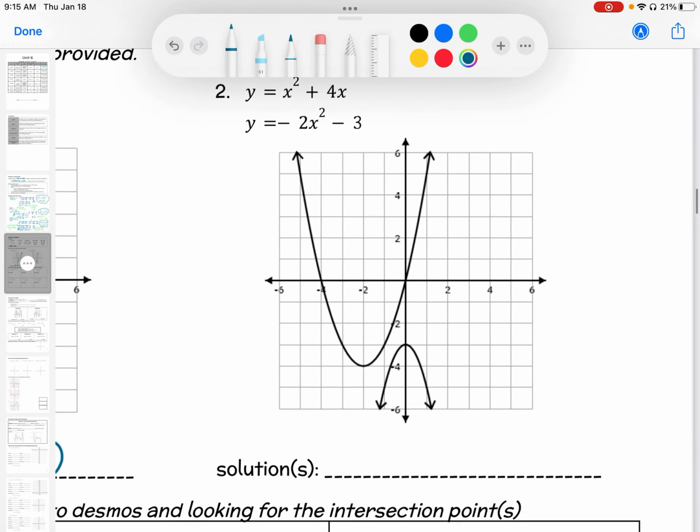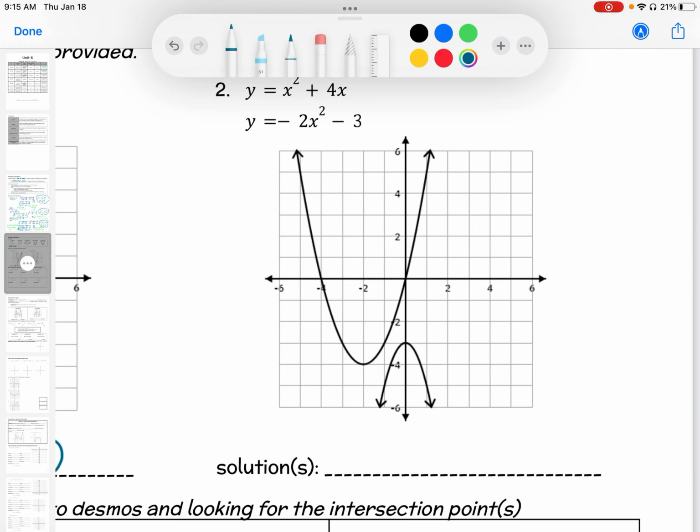So on to the next one, if you look at these two graphs, neither of these are ever going to touch. So we have the blue graph, and then we have the green graph. They never touch each other, so that's no solution.